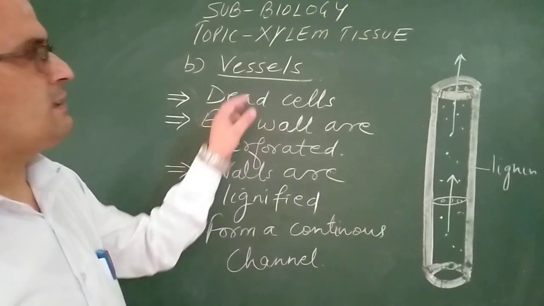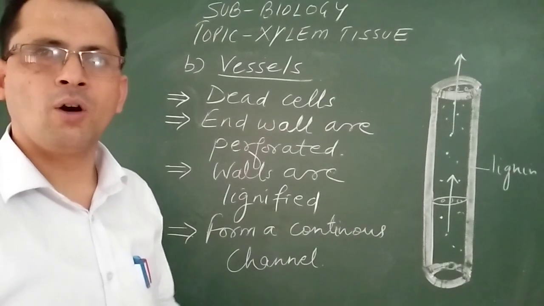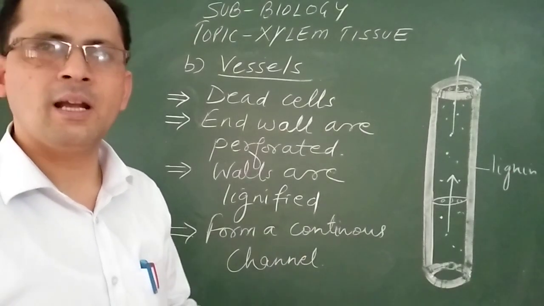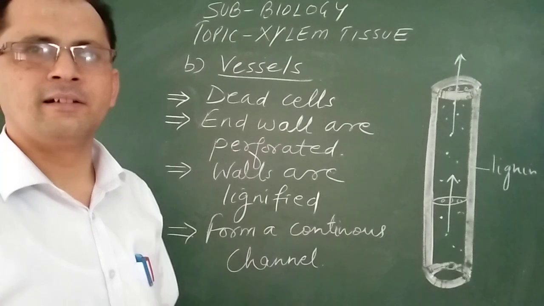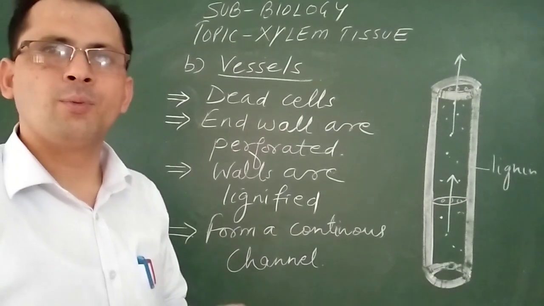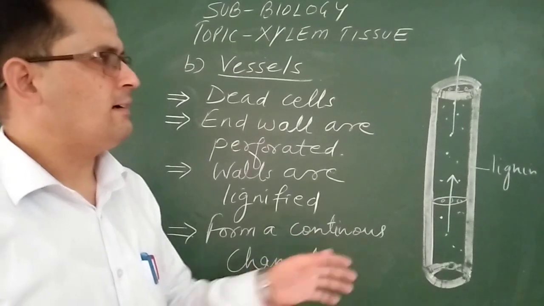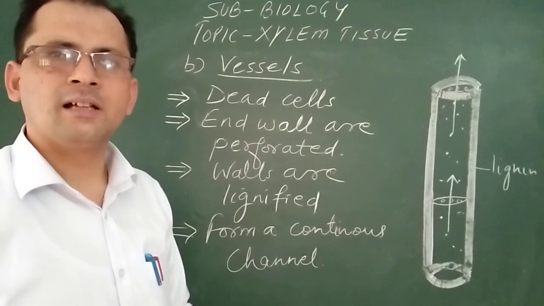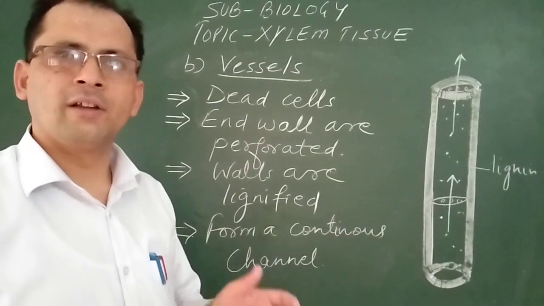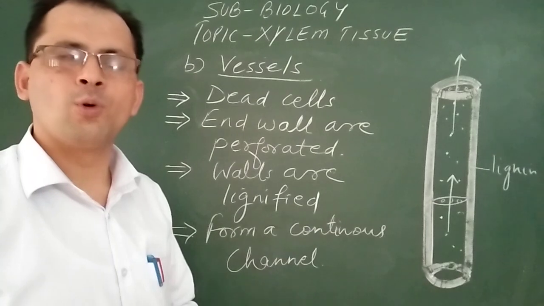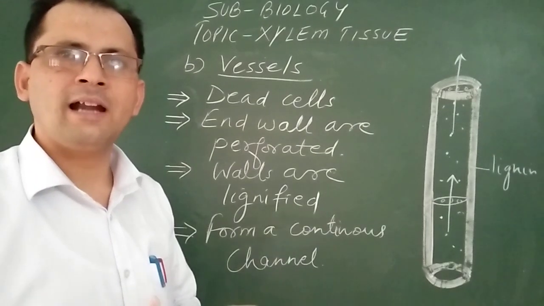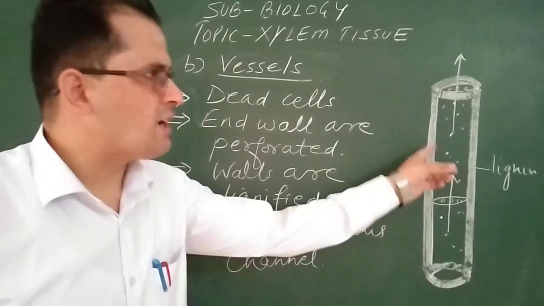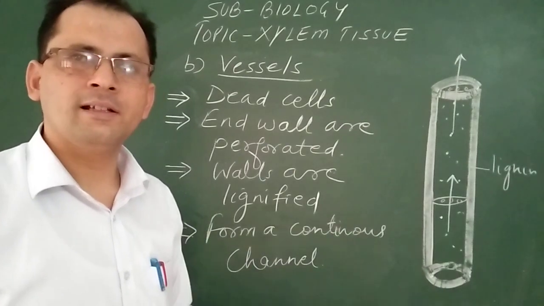So vessel is the second type of cell of which the xylem tissue is made up. It is again a dead cell. Its walls are composed of lignin and the ends of the cells are either absent or, if present, perforated. Pores are there just to make sure that the substances pass from one cell to another cell.